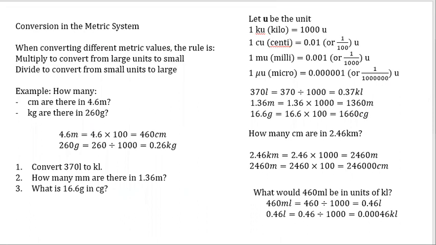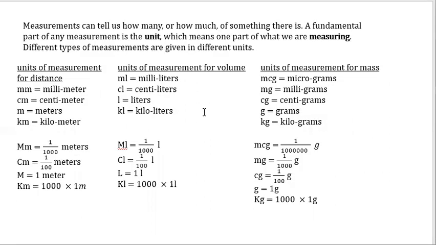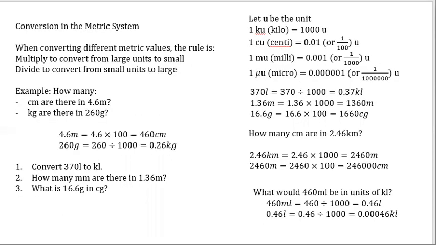So we are dealing with conversion in the metric system. When converting different metric values, the rule is multiply to convert from large units to small units and divide to convert from small units to large units. And we saw how this rule is applied here, because millimeters and centimeters are smaller than a meter and we divide, whereas kilometers is larger than a meter, and so we multiply.